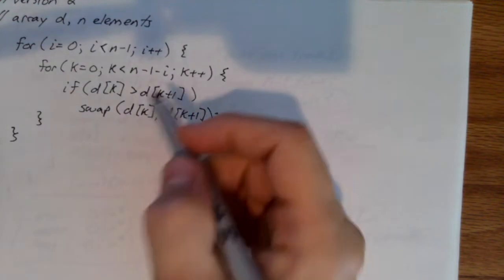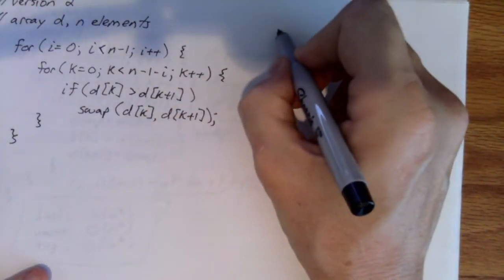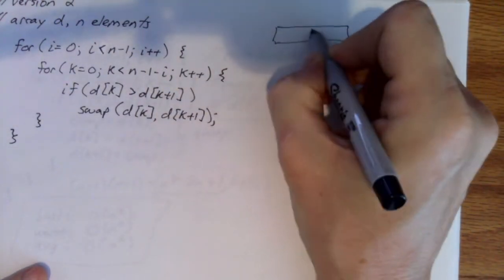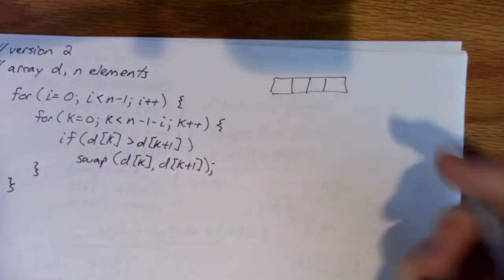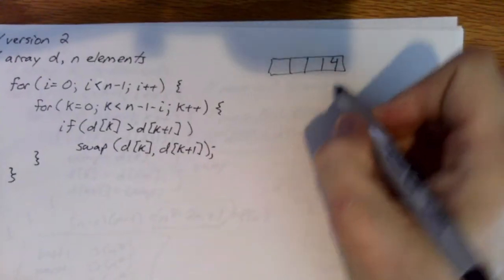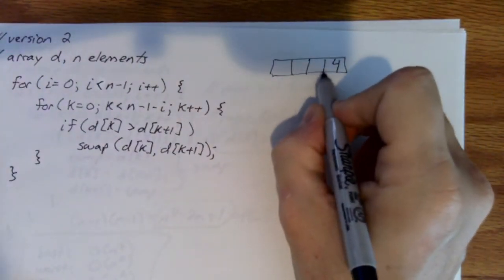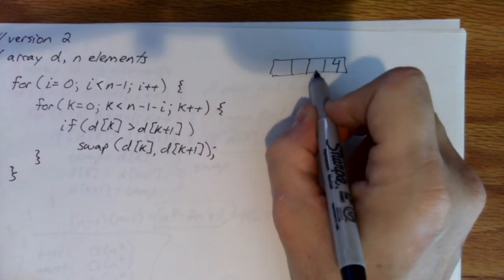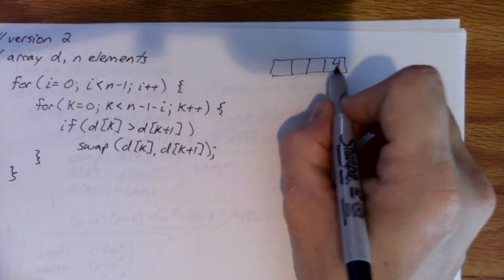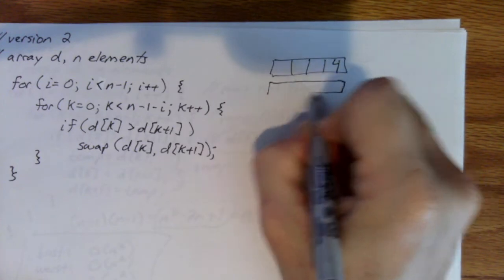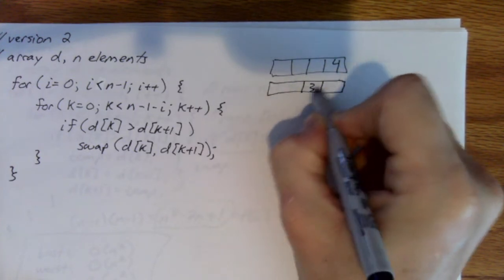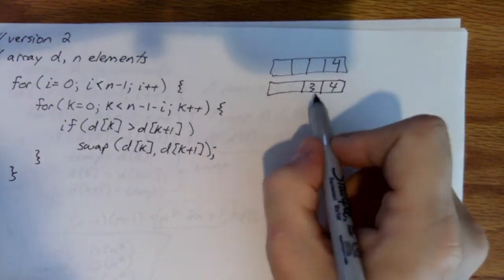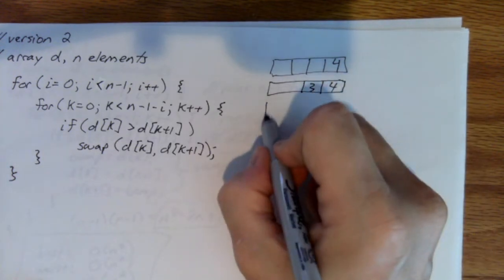This version will exploit the fact that we know that for the example we just showed, the 4 will end up here at the end of the first run, so we don't need to do a comparison on the second run to the 4. We know it's not going to change. And then we know after the end of the second run, we'll have a 3 and a 4 here, so there's no reason in the future to ever compare anything to the 3.